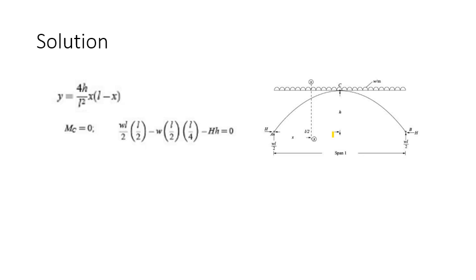It is at a distance of L by 2. So the moment of VA will be WL by 2 into L by 2 minus the moment of the UDL over the half span, that is W into L by 2. It will be acting at a distance of L by 4 from point C. So W into L by 2 is the total load, its distance is L by 4. And the moment of the horizontal reaction, that is minus H into the central rise h, is equal to 0. So we get the equation H as WL square by 8h.